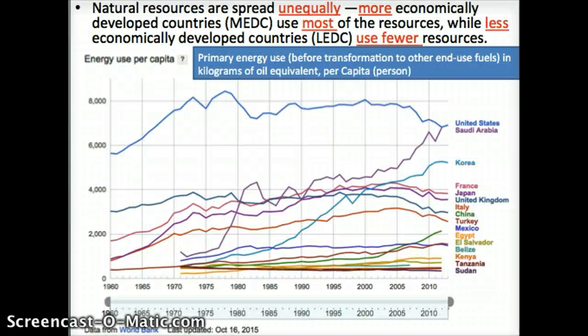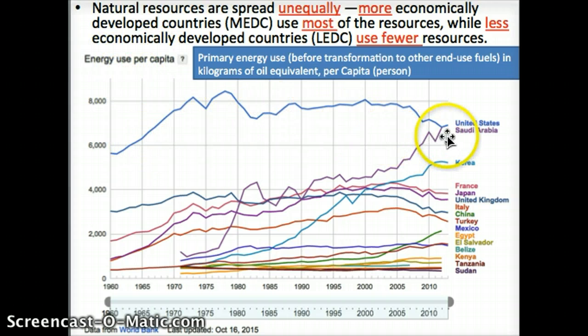Now, in the world today, natural resources are spread pretty unequally among the countries. So, the more economically developed countries, that means the countries that have booming economies, that have a lot more money, they use most of the resources around the world, while less economically developed countries use fewer resources. And this is actually a graph that came from the World Bank that shows you how much energy per capita. Per capita is a word that means per person. So per citizen of that country, how much energy does each person use?